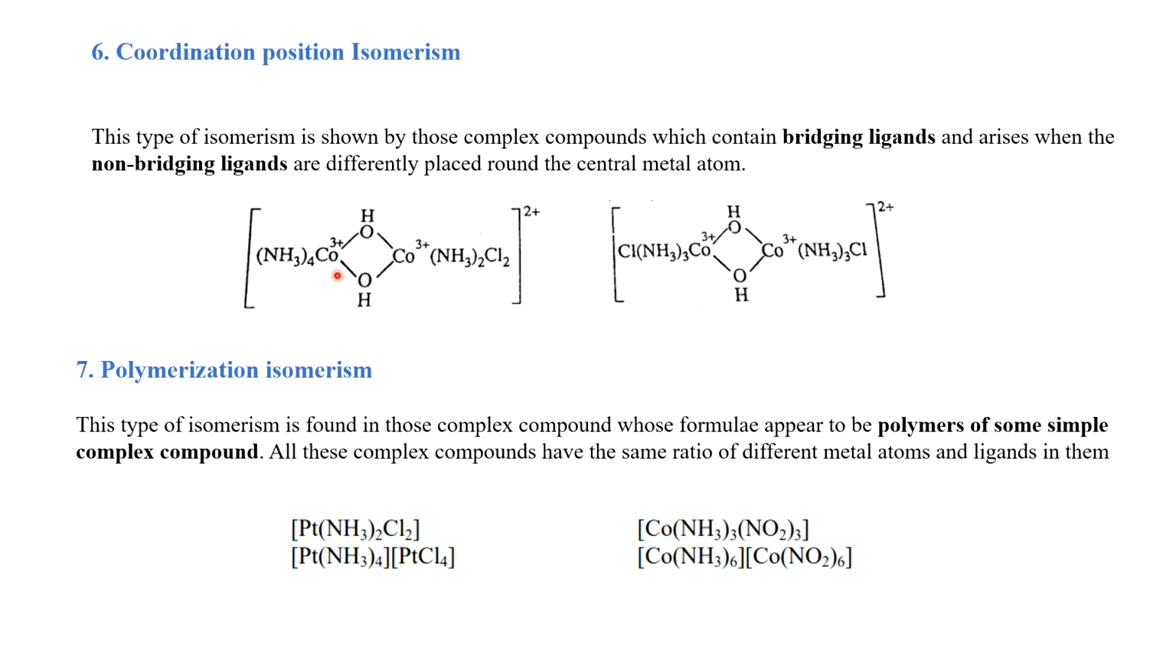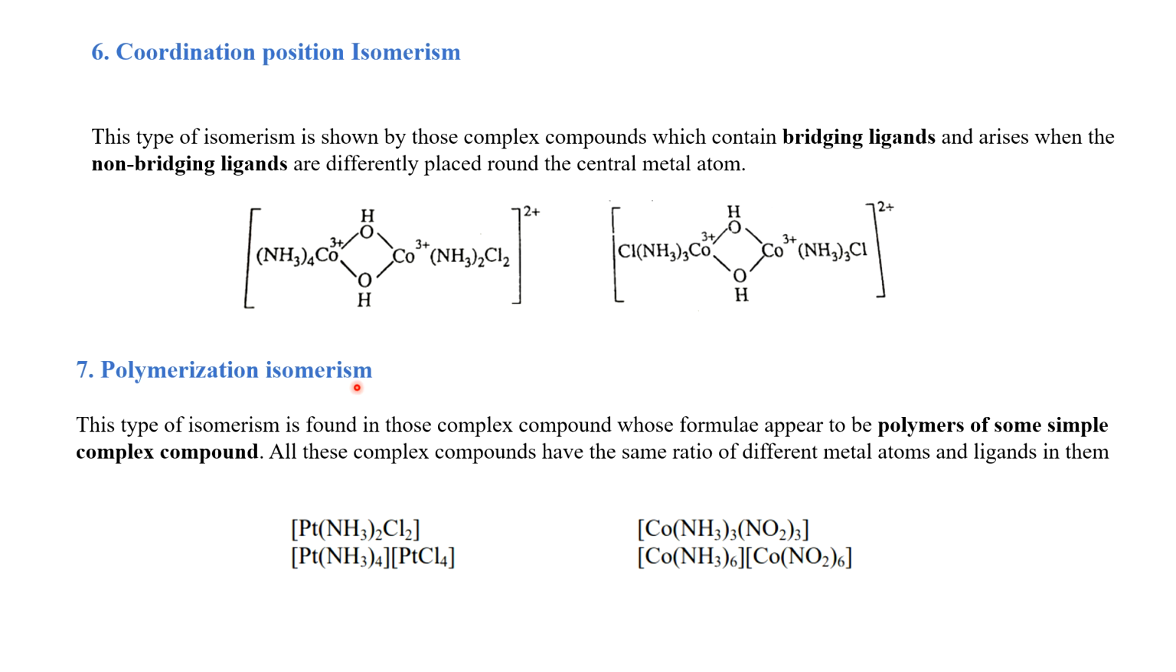You see here, on this side, this cobalt has 4 ammonia. This cobalt has 2 ammonia and 2 chlorides. But in this one, one chloride will shift to here, one ammonia will shift to here. So on this side one chloride will come, ammonia will be 3, and one chloride will be here and 3 ammonia. Now both sides are equal. As the non-bridging ligands are differently placed in these two compounds, these two compounds will be called coordination position isomers.